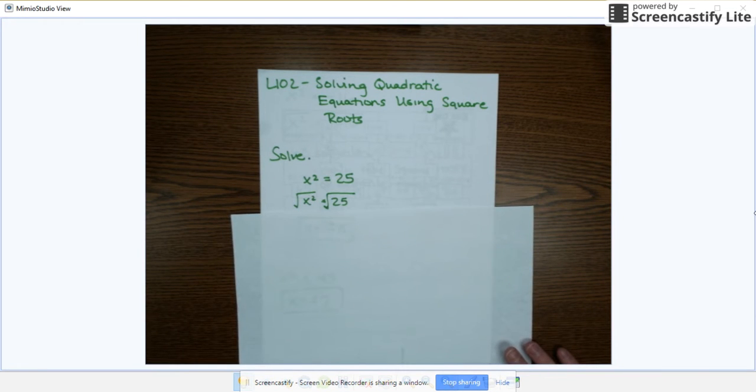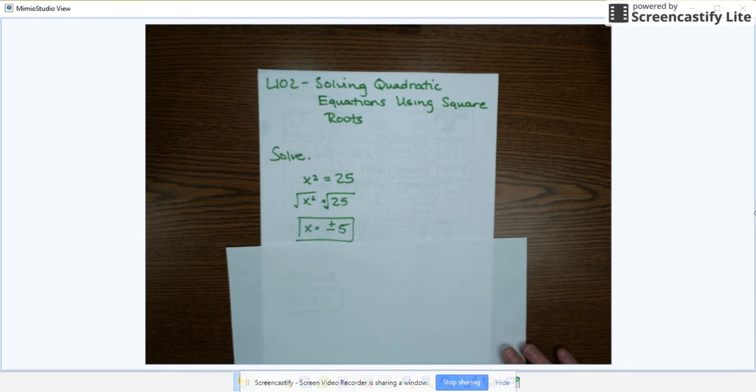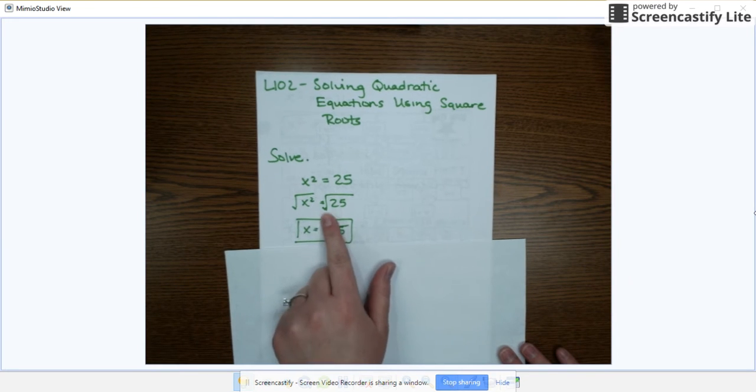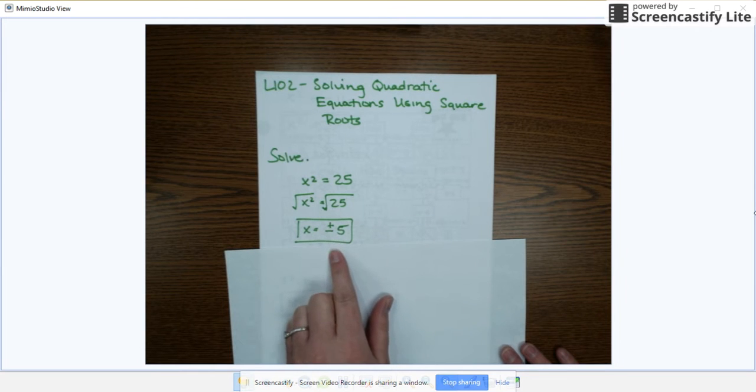And then the square root of 25, we have to make sure we put plus or minus 5. So a lot of us would just say 5. But if you think about it, negative 5 squared also gives you 25. So when you answer a square root question, make sure you have plus or minus.